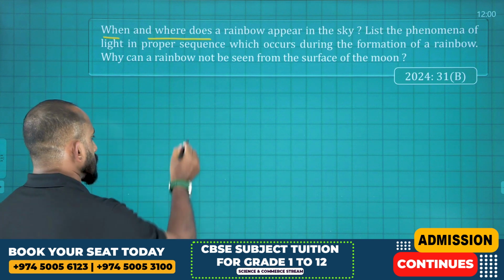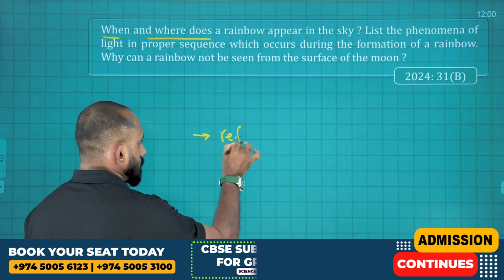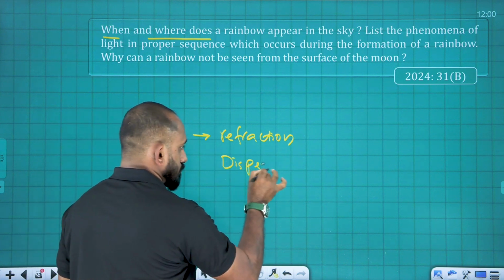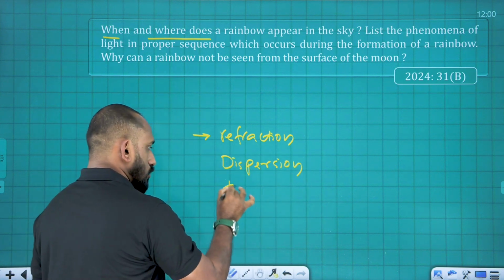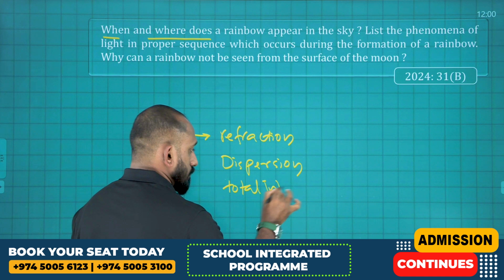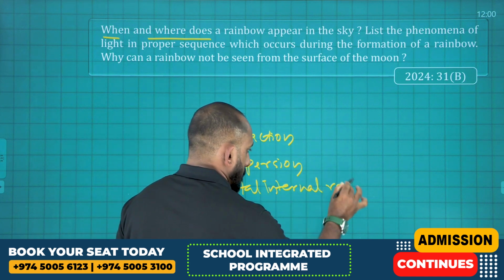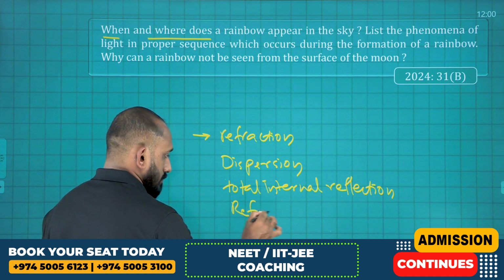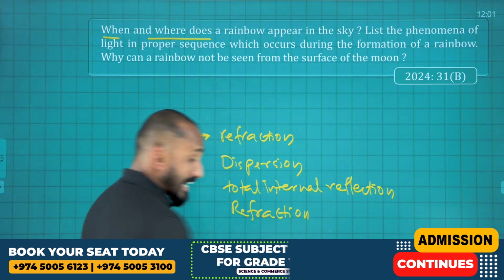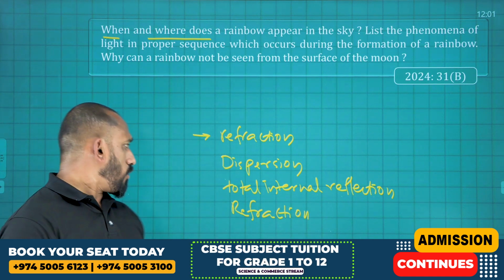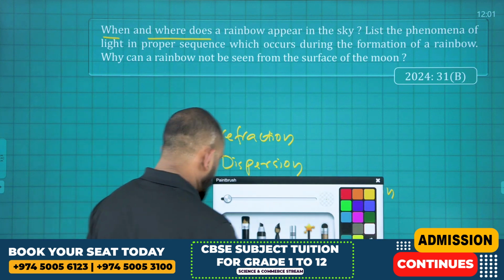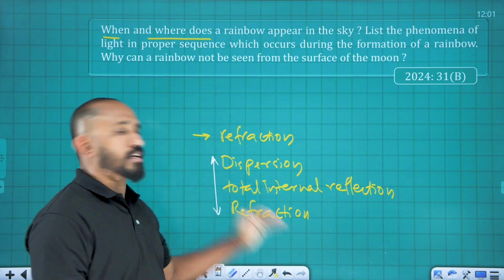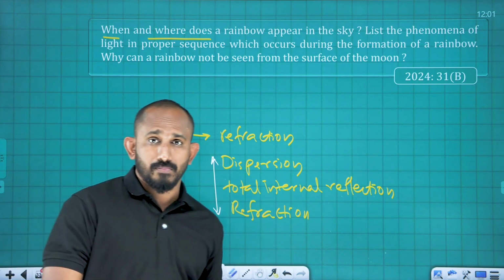So the proper sequence you can say: refraction, then dispersion, then total internal reflection, and again one more refraction. So that's the exact way of propagation. Now if you write these three also it will be fine: dispersion, total reflection, refraction. In the beginning we did one MCQ.